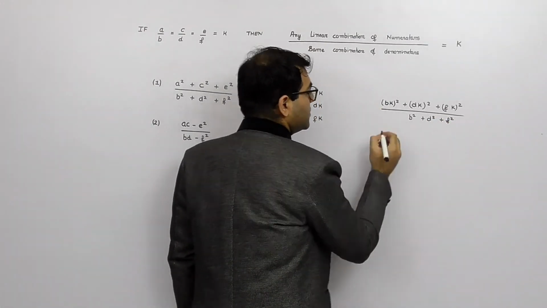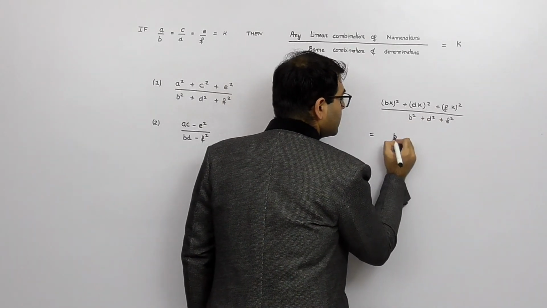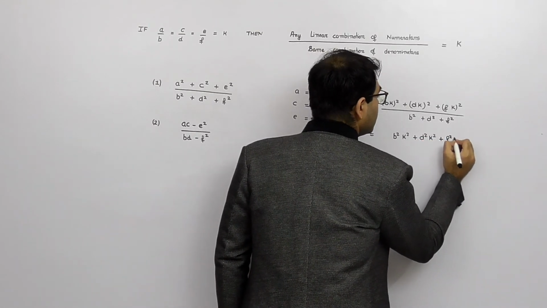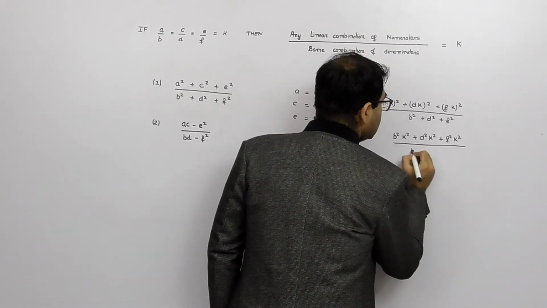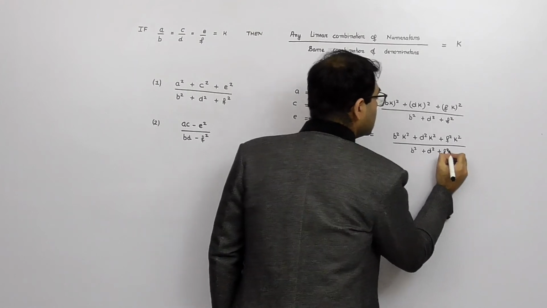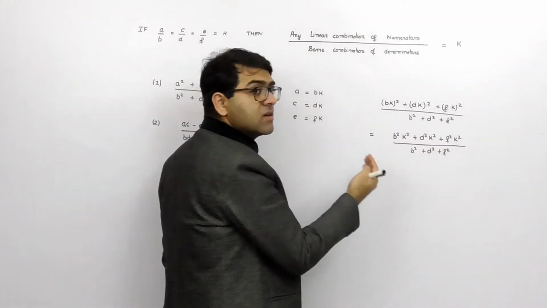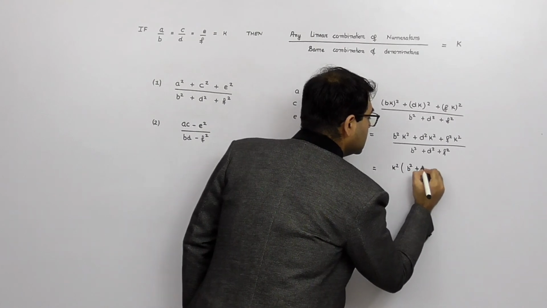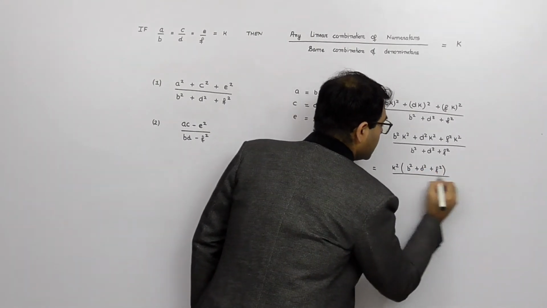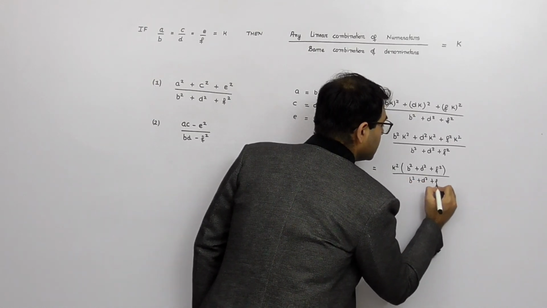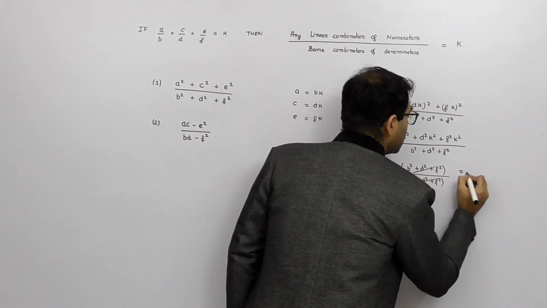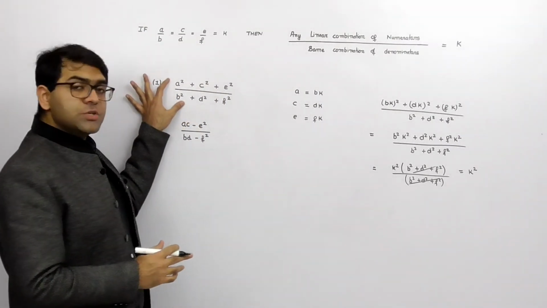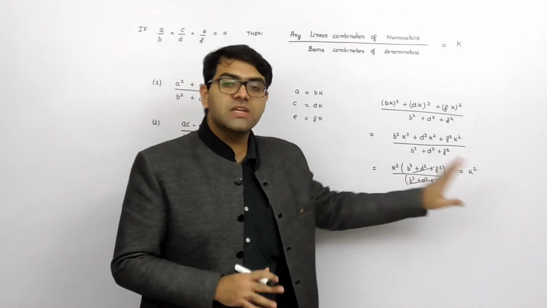Now, what if I further simplified? Can I say my numerator ends up becoming b square k square plus d square k square plus f square k square divided by b square plus d square plus f square? From the terms in numerator, what happens when I take k square common? Well, if I take k square common, I am left with b square plus d square plus f square divided by b square plus d square plus f square. Now, these two get cancelled, so my final answer ends up becoming k square. My question wanted me to express this ratio in terms of k. Here we have it, the answer is k square.